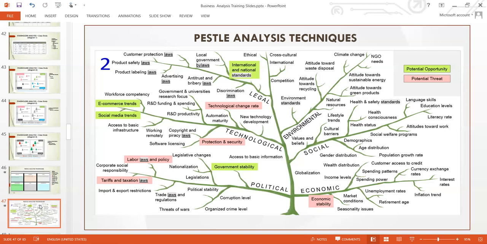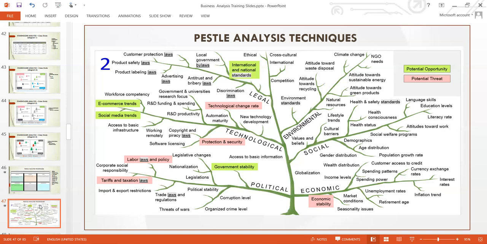So we're looking at social factors. We're looking at cultural barrier, gender distribution, age distribution, demographics, social welfare program, attitude towards work, literacy level, education level, language skill, health consciousness, health status, lifestyle trend. These are social factors that can affect your project or your business. So you should look at the ones that are affecting your project and your business before diving into the business, or know how to control or manage them within that environment.